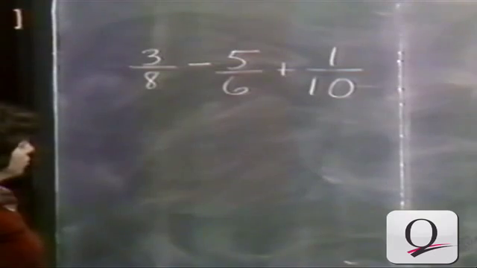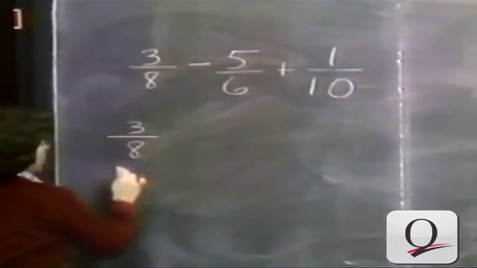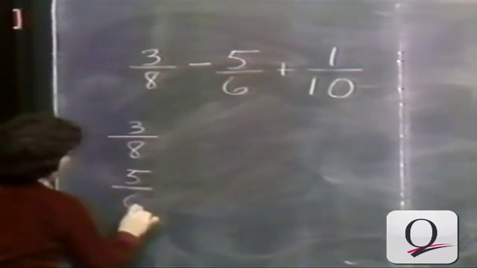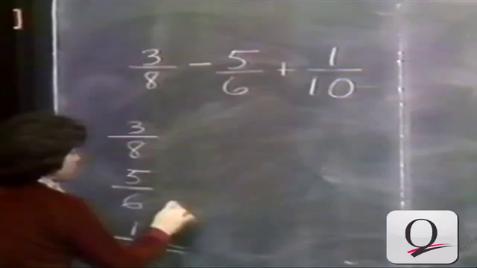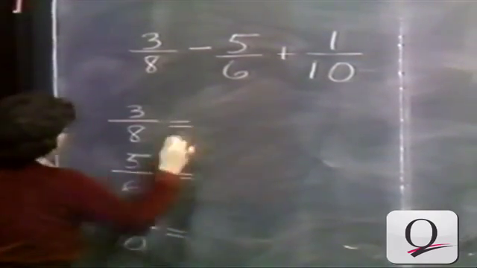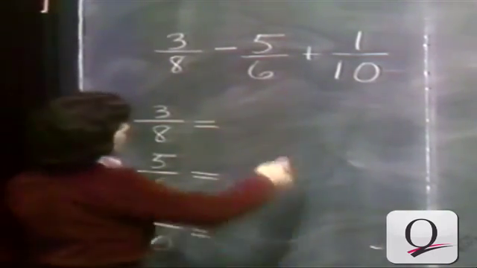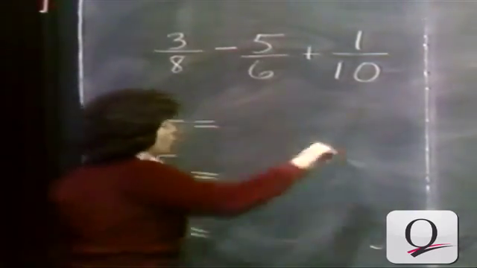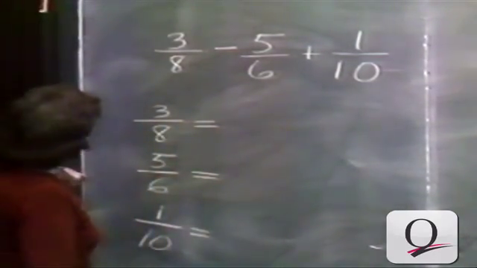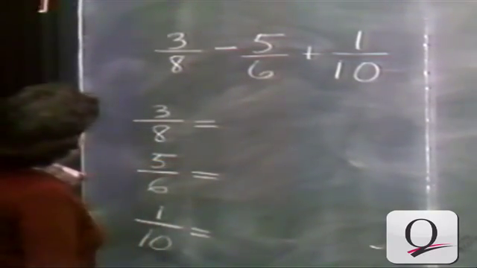So what we're going to do first is to transform each of these fractions into an equivalent fraction. Each of these equivalent fractions should have the same denominator. Now, what's going to be the denominator? We are looking for the smallest number that 8, 6, and 10 divide evenly into. Let's see what we can do.